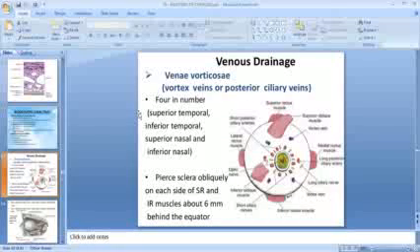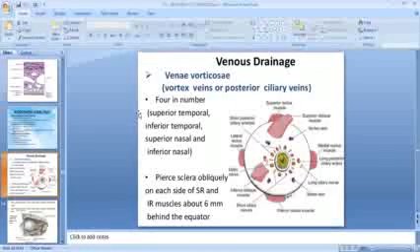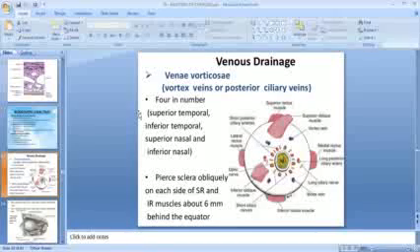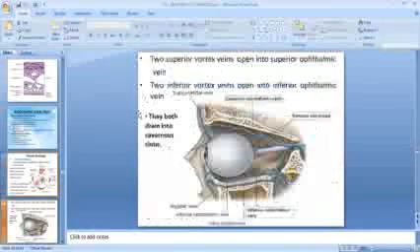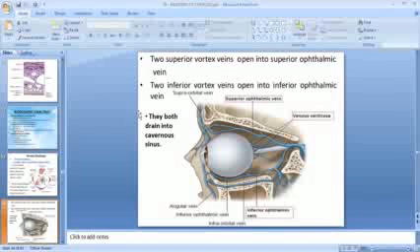Then the venous drainage of the uveal tissue is by the vena verticosa, the vortex veins or the posterior ciliary veins. They are 4 in number, superior temporal, inferior temporal, superior nasal and inferior nasal. They pierce the sclera obliquely on each side of the superior rectus and inferior rectus muscles about 6 mm behind the equator. As you can see in the image, the blue colored veins are the vortex veins. These are the venous drainage of the uvea. The 2 superior vortex veins open into the superior ophthalmic vein and the 2 inferior vortex veins open into the inferior ophthalmic vein. They both drain into the cavernous sinus.